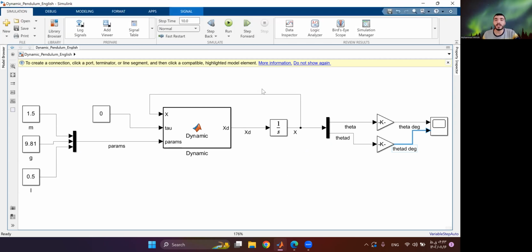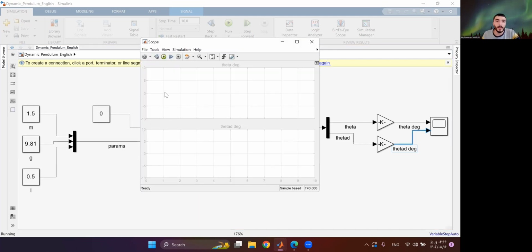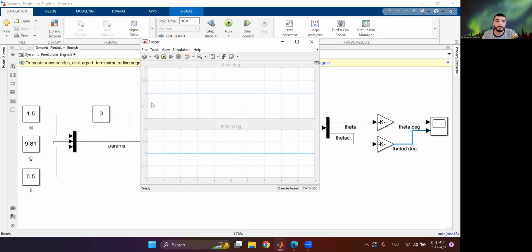Okay, I save the simulation, and after that, with this run, we can simulate the system. The input of tau is zero, and both of the initial conditions are zero. So I expect that both theta and theta dot be zero at all times. Exactly. We do not see any differences in the theta and theta dot.